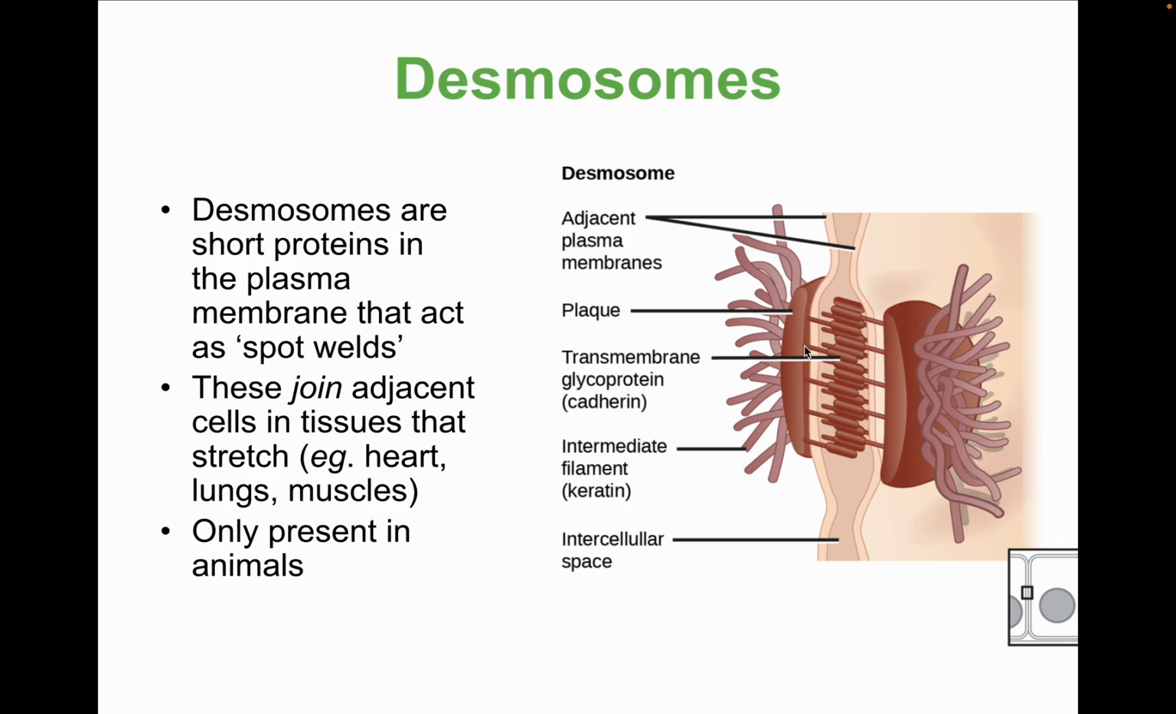They're only present in animals. As you can see here, this is the desmosome, and what happens is that they interlock with each other, and these two are, I believe, the cell membranes of two different cells.